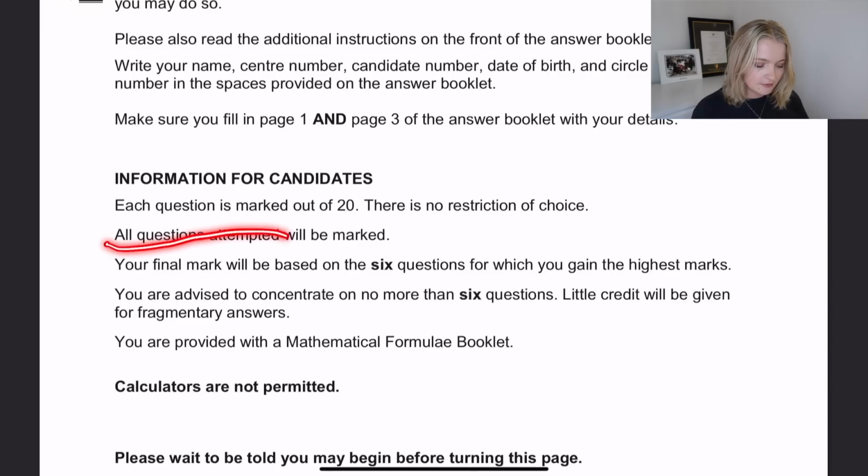All questions attempted will be marked. So you could theoretically answer every single question in this exam and they will be marked. But it says you are advised to concentrate on no more than 6 questions. And again, it says your final mark will be based on the 6 questions for which you gain the highest marks, and little credit will be given for fragmented answers. So the idea is you would sit the Step 1 exam, and you would want to focus on 6 of the questions in it. Okay.